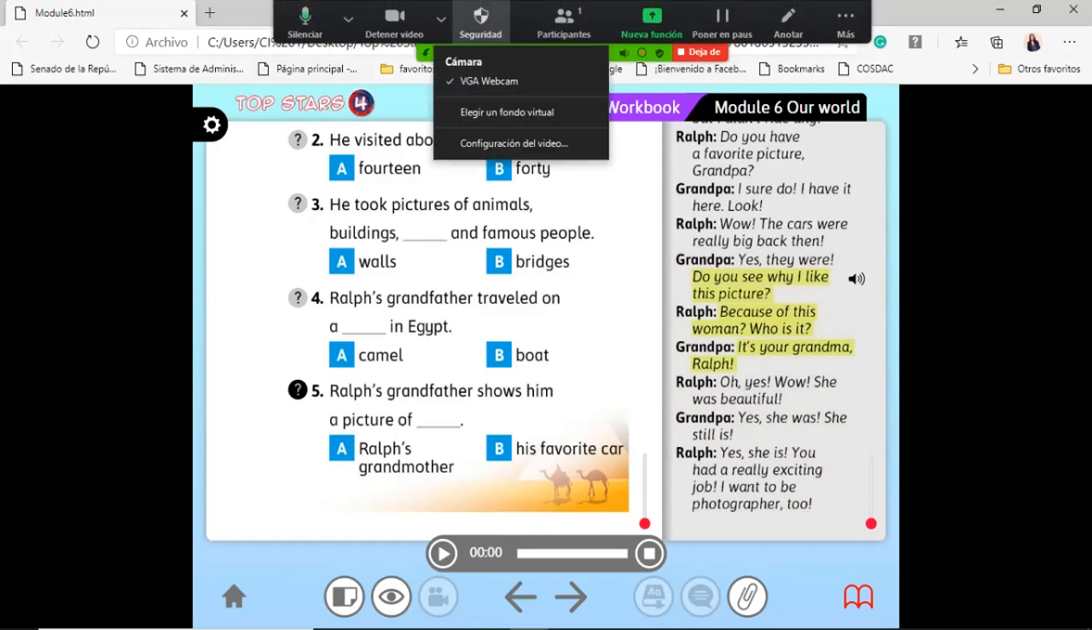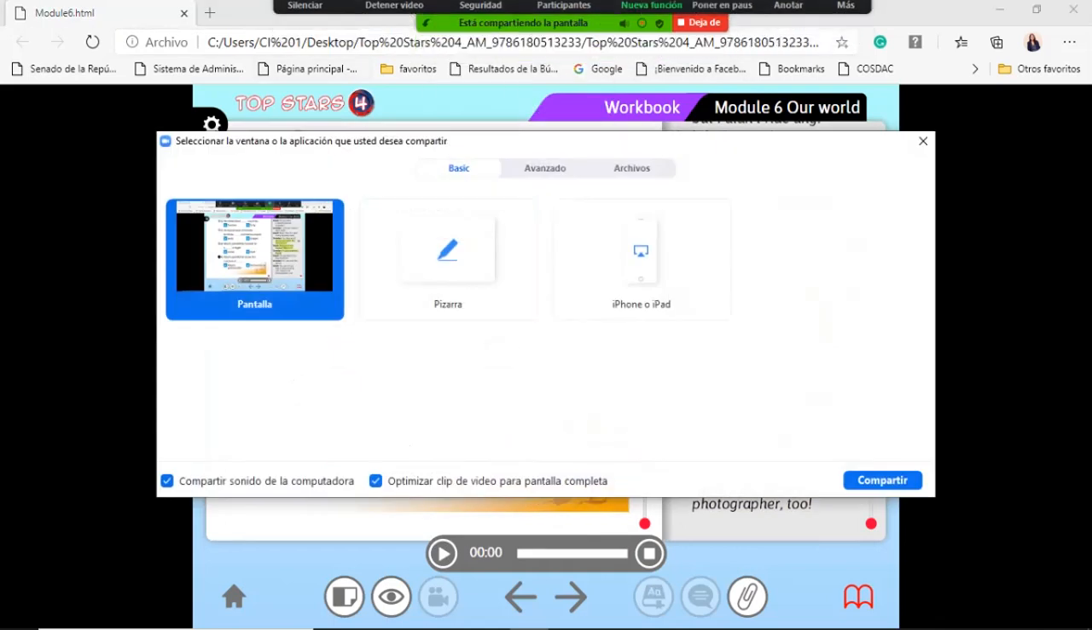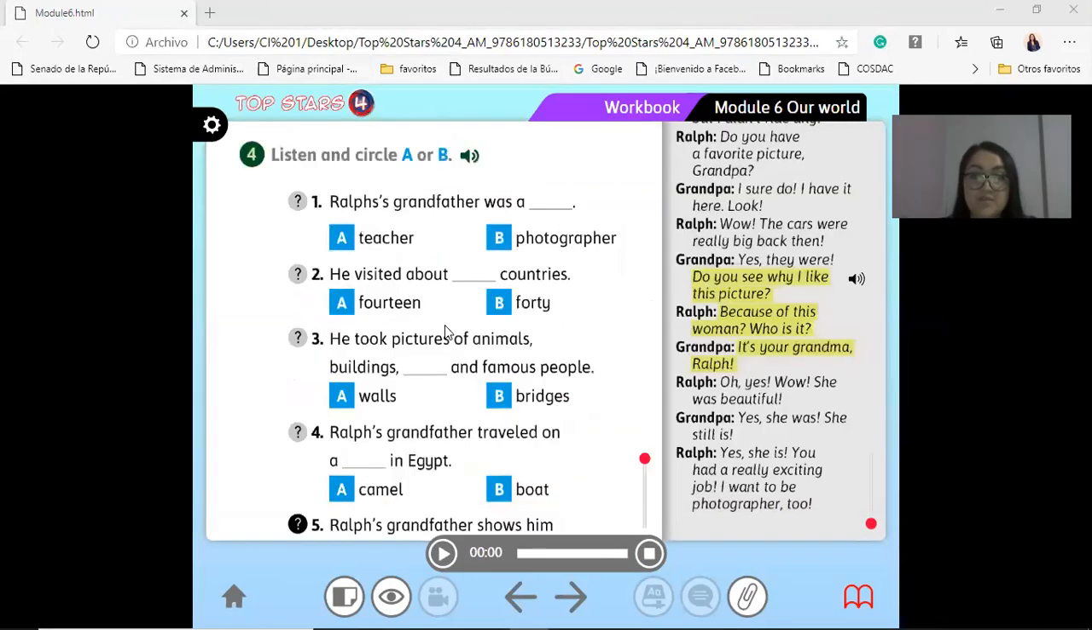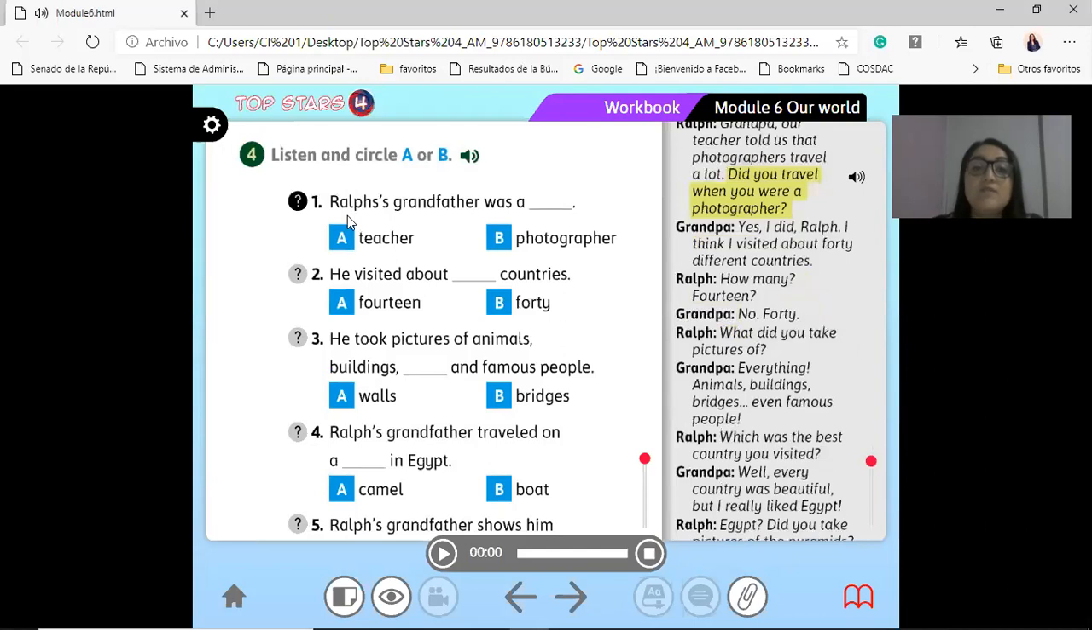Okay, so now we will check the correct answers we got, okay? So, hello, I'm here. I have to close the video camera in order to catch the sound. In number 1, Ralph's grandfather was a photographer. Okay, were you correct? ¿Estuvimos correctos? Very good.